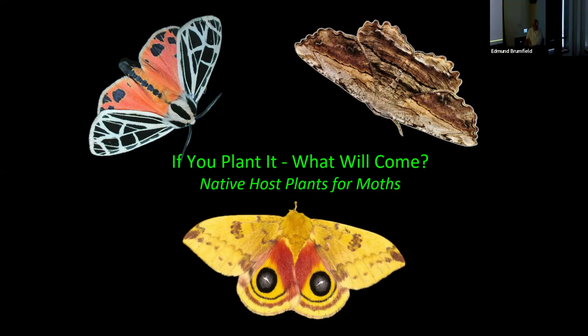So up on the screen right now, we have on the upper left a Parthenice tiger moth. The upper right is, this is why I put names on slides, because it's a common lytrosis. And the one on the bottom, of course, is the Io moth.